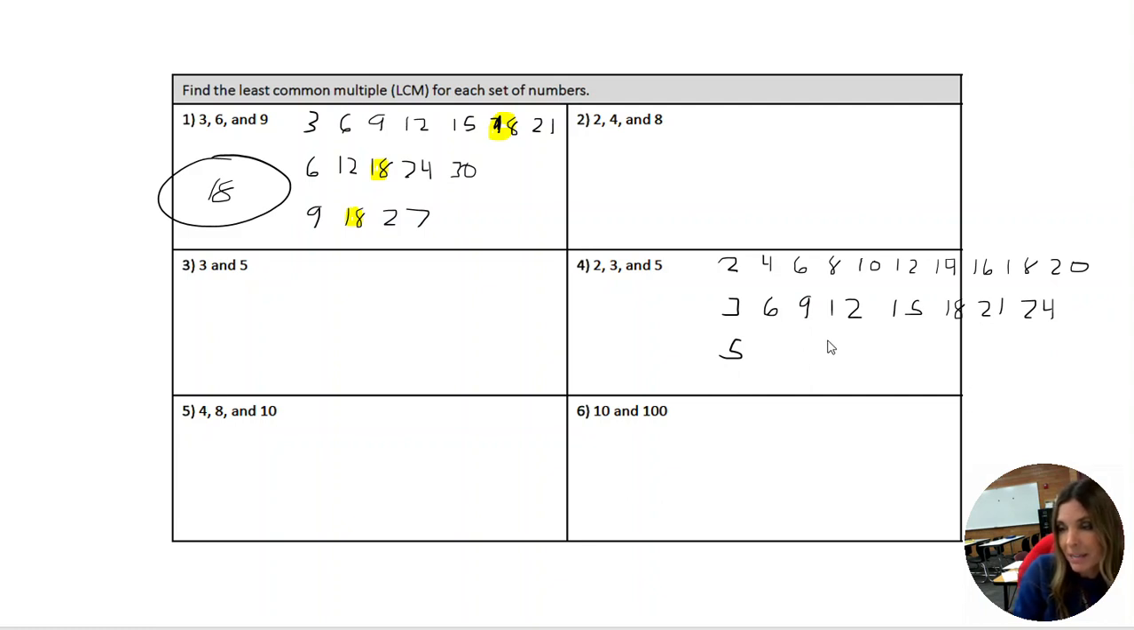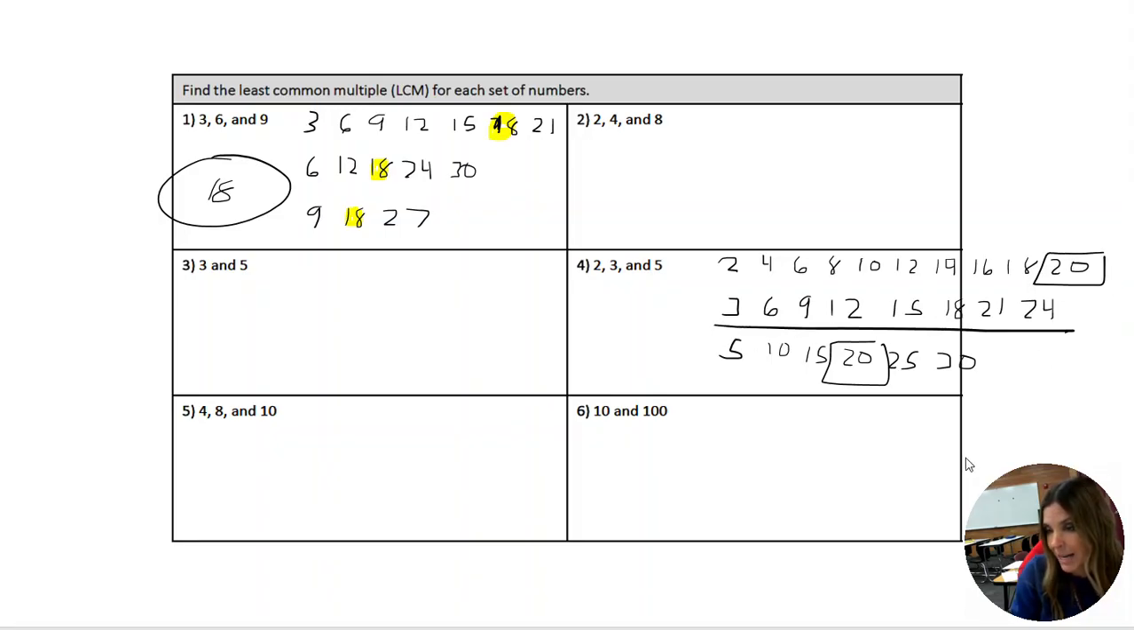Okay, and then for 5, we would have 5, 10, 15, 20, 25, 30. And actually, as I'm looking at this list, it looks like we need to go higher because I've got a 20 here and I've got a 20 here, but I don't have a 20 here, right? So the least common multiple is actually going to be a 30.